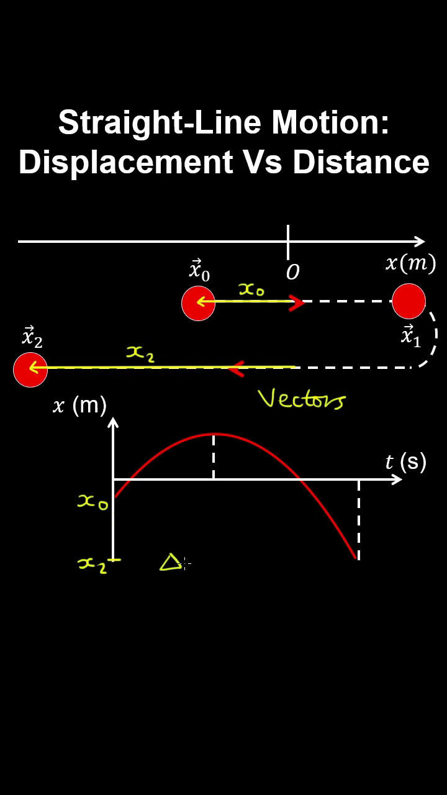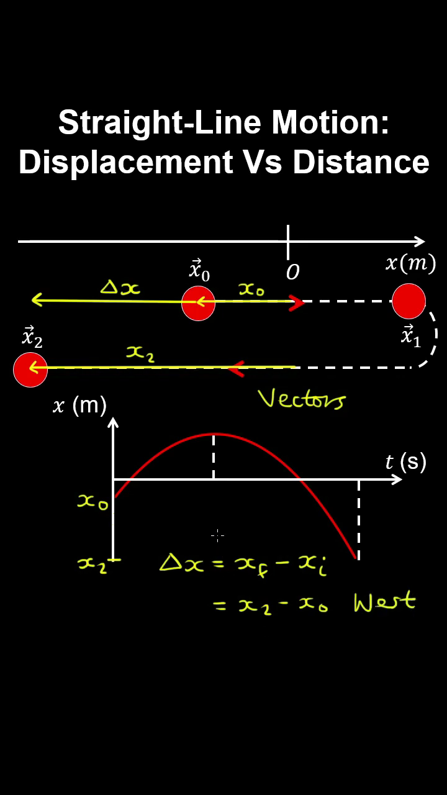And we define a displacement as a change in position, so the final position in the interval we're looking at minus the initial position. And as we can see, x2 minus x0 gives an arrow that points to the left. So in this case, the displacement is west or to the left. So the displacement is also a vector, having a length and a direction.